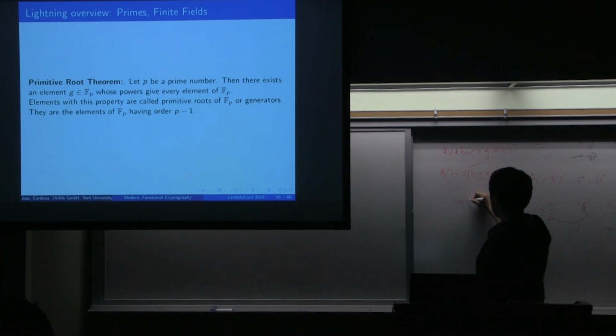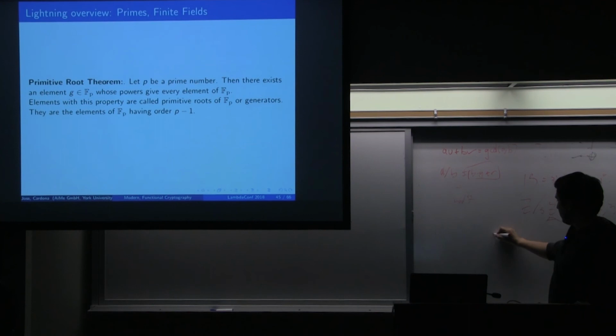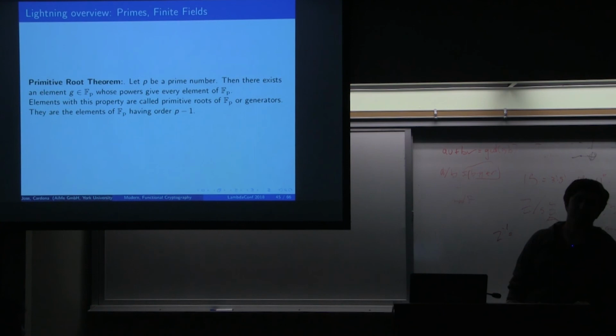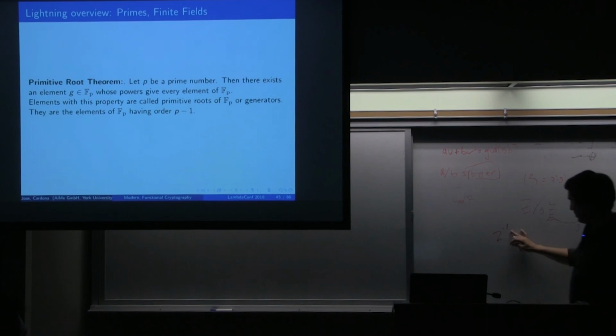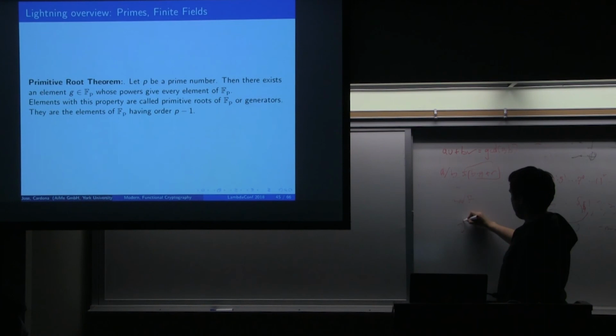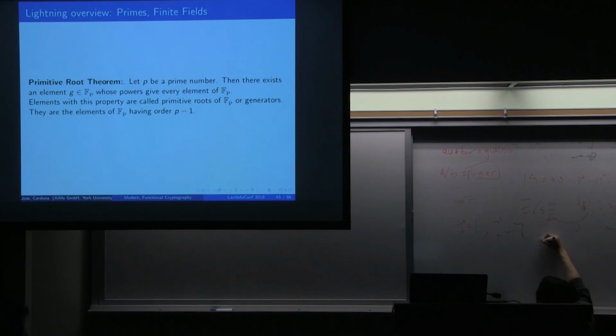So let's enumerate the elements. The inverse of 2 modulo 7 is going to be 4, yes, since 8 is 1. So 2 to the 0 is equal to 1. 2 to the 1 is equal to 2. 2 to the 2 is equal to 4. 2 to the 3 is equal to 8, which is equal to 1 modulo 7. 2 to the 4 is 16, sorry, it's still 2. So this might not be a generator.